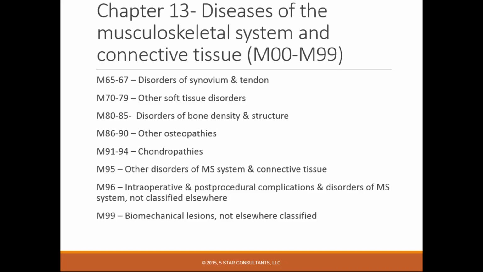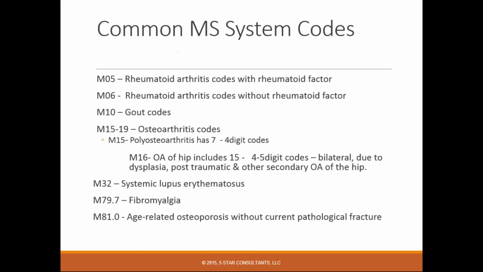Okay, so I did put a couple of other specifics here: synovium, soft tissue, bone density, osteopathies, chondropathies, and other. Intraoperative and post-procedural, again, some are in M, some are in T, not classified elsewhere. M99, biomechanical lesions, not elsewhere classified. I don't know what that is. Common musculoskeletal system codes that we'll use are M05, rheumatoid arthritis with the rheumatoid factor, or without is M06, so you want to try to know that. Typically it will be with.